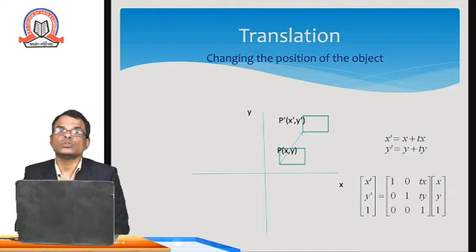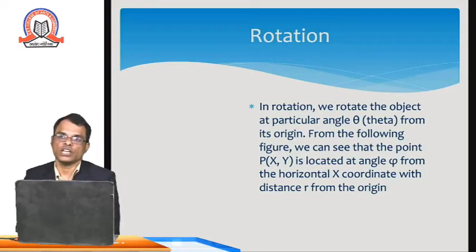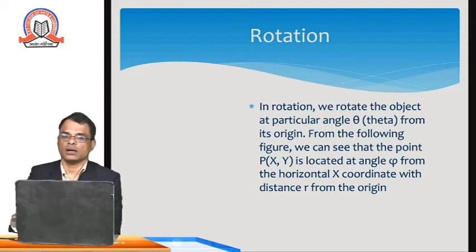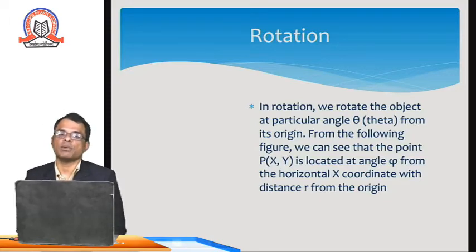Now let's move to the next transformation. This transformation is called rotation. So we are moving the particular object by an angle theta. In rotation, we rotate the object at a particular angle theta from its origin. From the figure on the next page, we can see that the point P(x, y) is located at an angle phi from the horizontal x coordinate with the distance r from the origin.